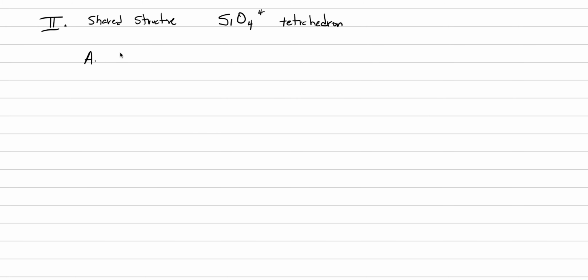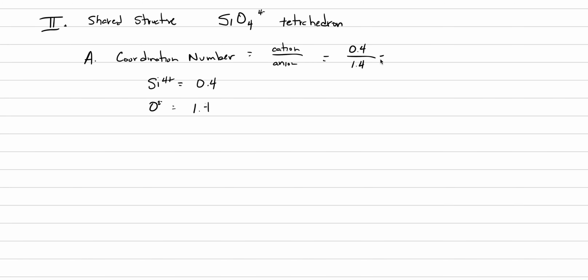We get there with the concept of coordination number, which you learned about earlier this semester in the crystallography part of the class. Remember, coordination number is the ionic radius of the cation divided by the ionic radius of the anion. Here our cation is Si 4+, and the radius of that is 0.4 angstroms. Oxygen 2- is our anion, and that has an ionic radius of 1.4. So we set up our math and do 0.4 divided by 1.4, giving us a value of 0.286.